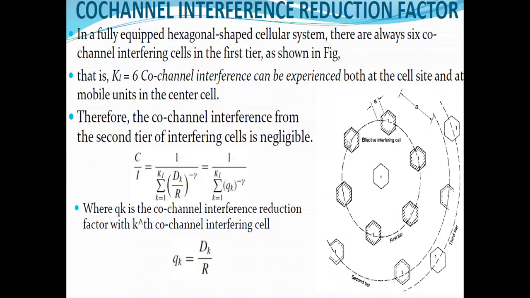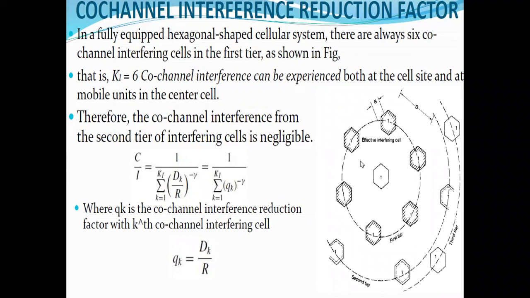In the second tier, I am taking a negligible effect, because the distance is too far apart from these co-channel cells. So the co-channel interference from the second tier of interfering cells is negligible, and I am considering only the first tier. The effect of interference from these cells in the second tier to this particular cell is almost negligible. So we are considering only these 6 co-channel interfering cells.